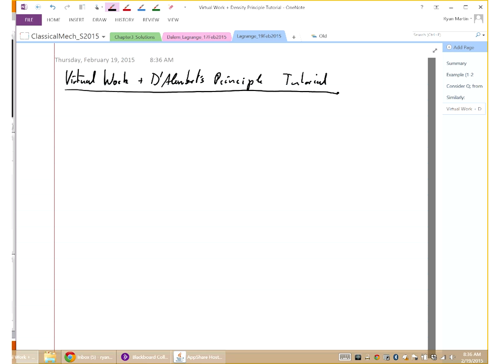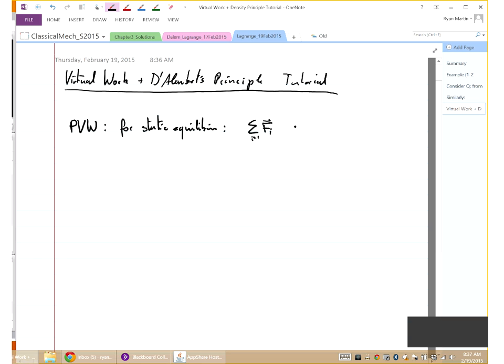So let me remind you of virtual work and D'Alembert's principle. The principle of virtual work is that for static equilibrium, we have that the sum of the virtual work done by n forces, Fi, is equal to 0.